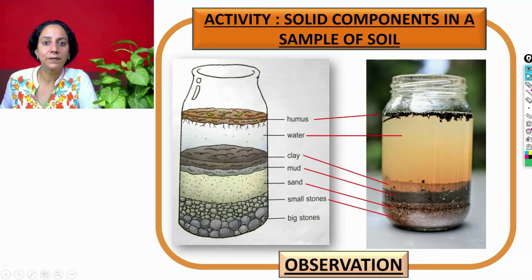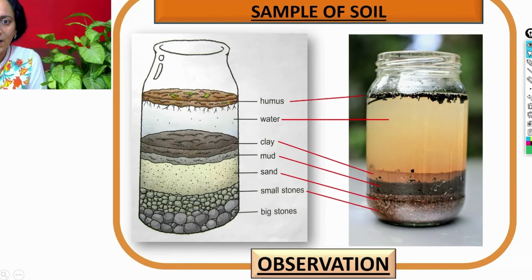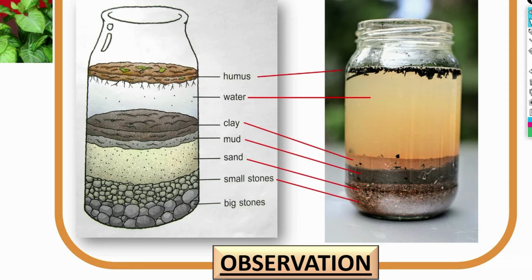You will find this kind of observation. Topmost layer in your jar will be of dead decaying organic matter which is literally floating. This is called humus. Below the humus, you will have water, clear water. In my case, it's still muddy. If you leave the experimental setup for 12 hours, you will get this kind of picture.